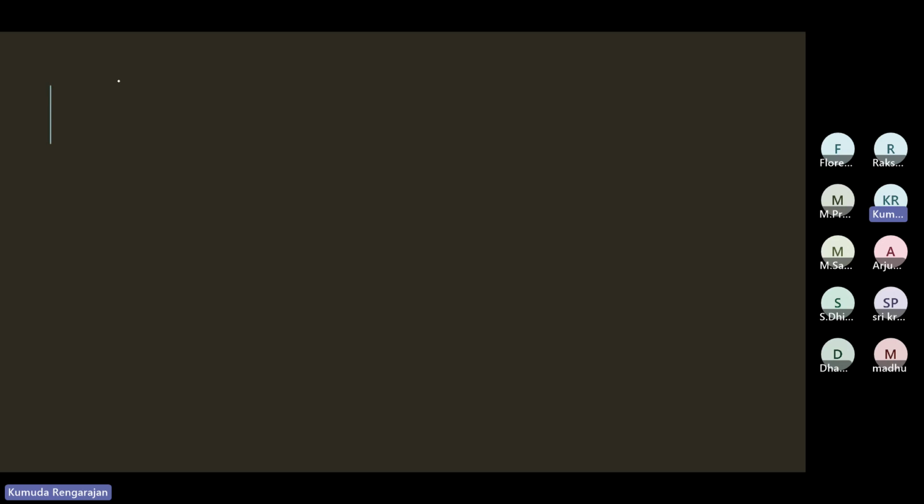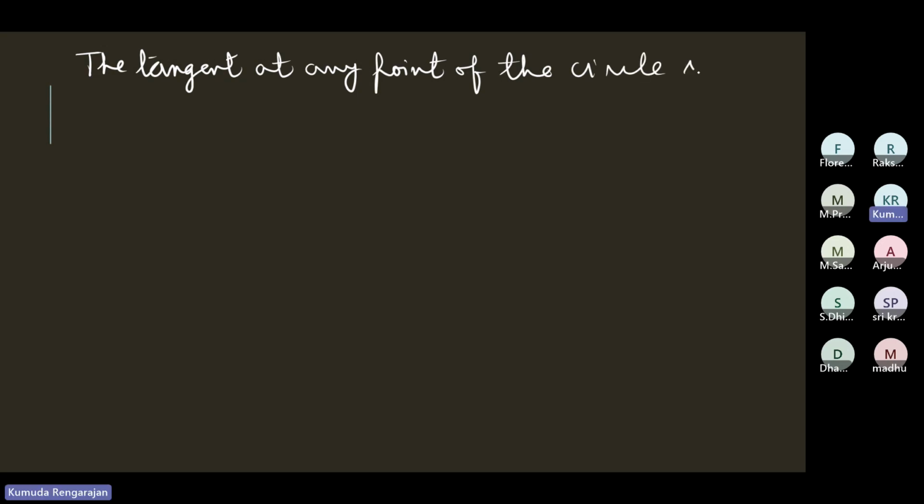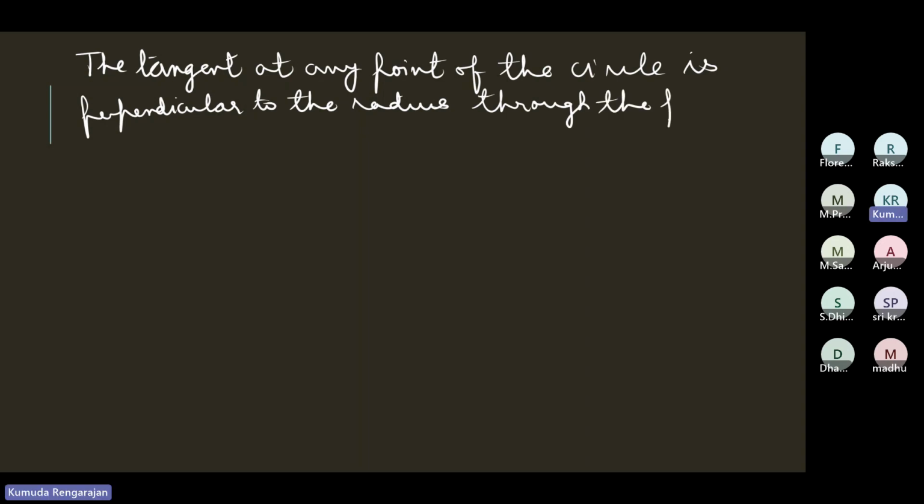To begin with, we'll recall the two theorems which we saw in the last class. So the first one is: the tangent at any point of the circle is perpendicular to the radius through the point of contact.